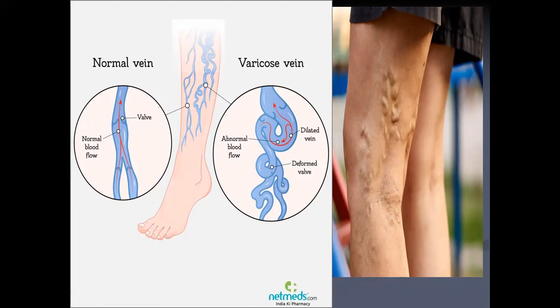So these can result from incompetent valves. When the valves are inflamed or infected, this is going to lead to varicose veins. And this can also occur in obesity, and when the person doesn't move, in static conditions. The person doesn't move around, so the veins lose their elasticity, and the blood is going to collect and the veins are going to form these tortuous veins.